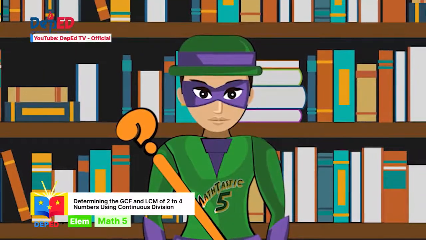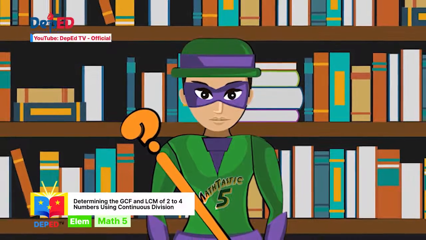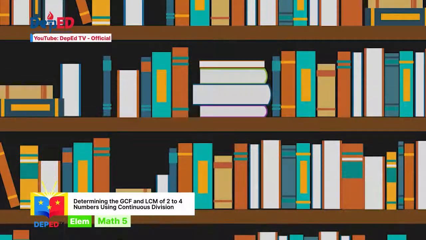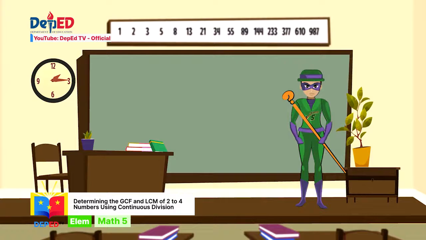Hello, math heroes! I am Super Driller, your review hero. You need to pass my level by answering all my questions before proceeding to the next drill. Are you ready? Let's go! For today's Super Drill task, you need to supply the missing factor of the given numbers. You have 5 seconds to answer each item.